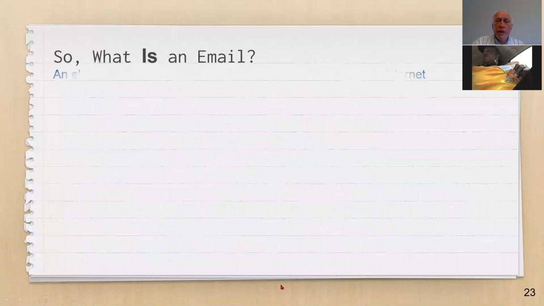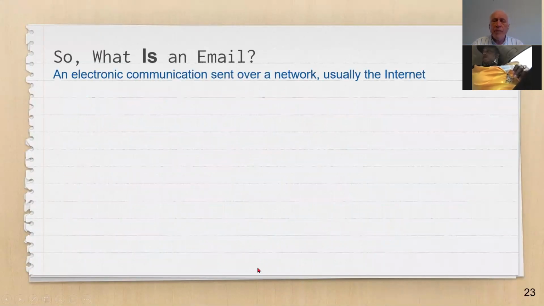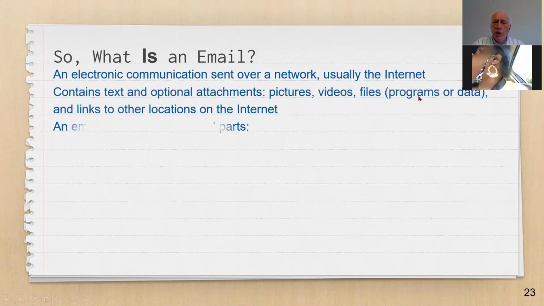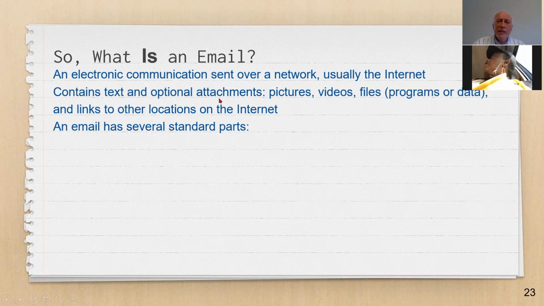So okay, let's just learn something about emails that most people don't know. What I'm going to teach you in the next few minutes is what very few people, including so-called computer experts, actually know. So what's an email? An email is a communication sent over the internet. It can have text in it, words and letters and numbers. It can have pictures. It can have videos. It can even have programs or stuff attached to it, right? And most important, it can have links to other locations on the internet.